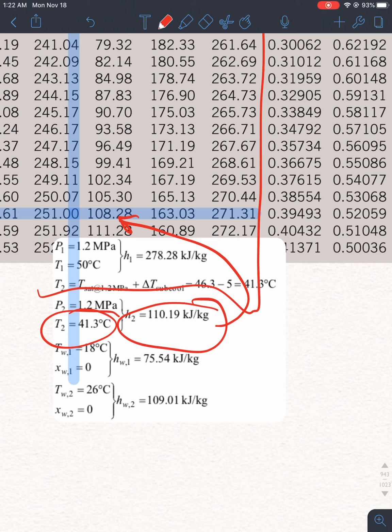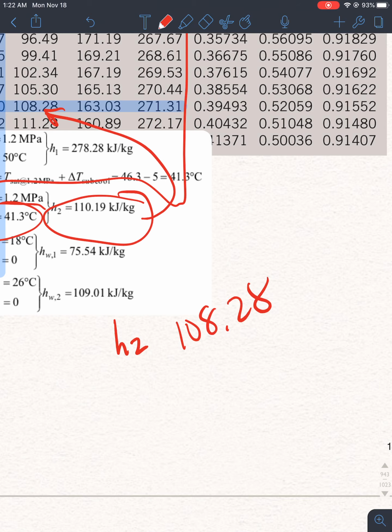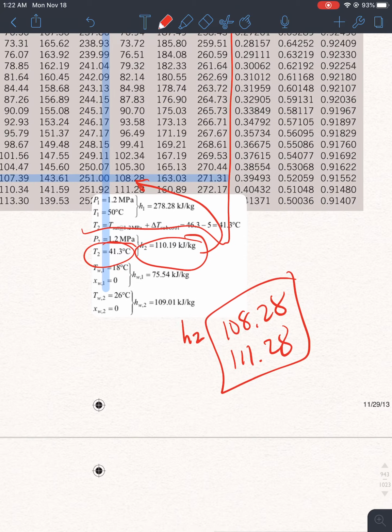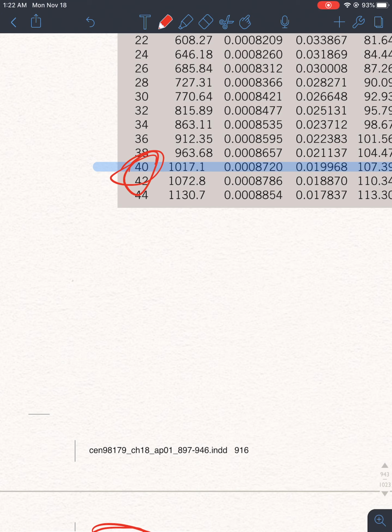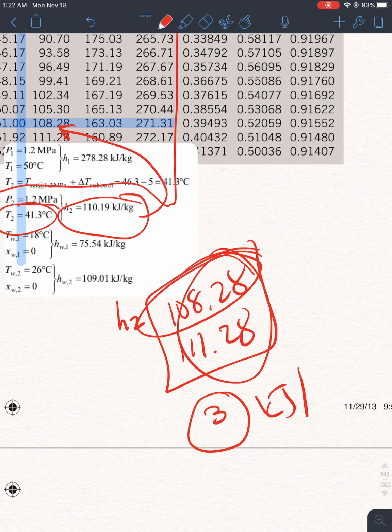We're at 110, and that is right. So the enthalpy, H2, is somewhere between 108.28 and 111.28. So you extrapolate that. I would just be lazy and do this. So for every 2 degrees, the enthalpy changes by this much. So the difference here is 3 degrees. No, 3 kilojoules per kilogram. Yeah, that's what it is. Okay.